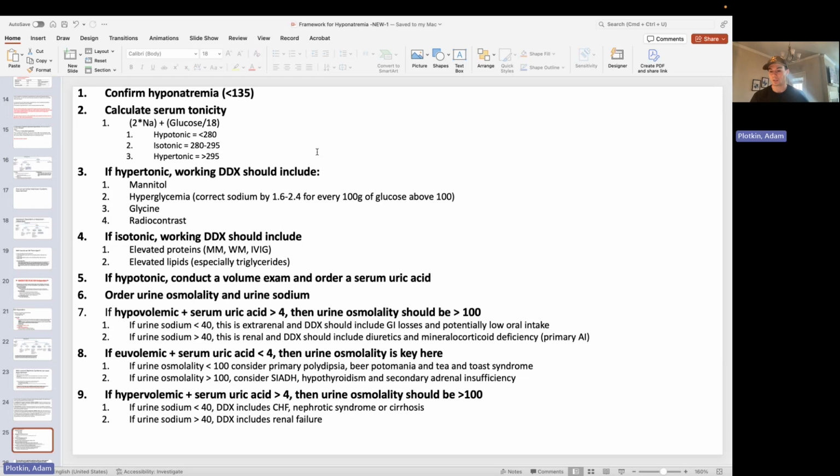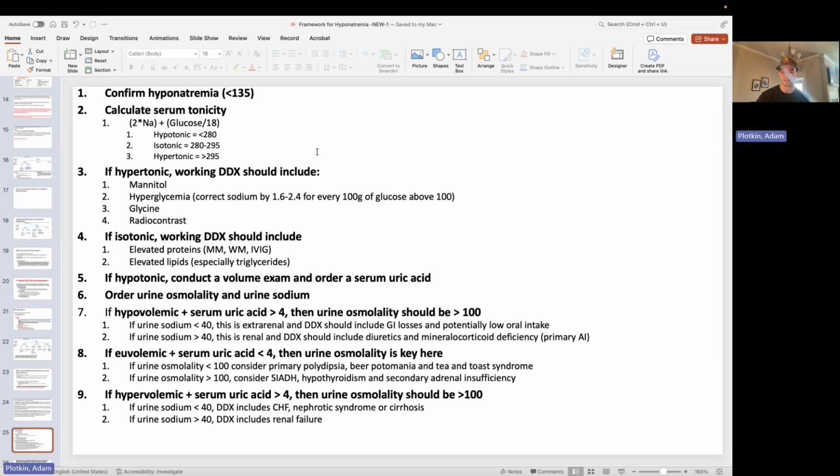If they are hypotonic, that's where the meat and potatoes of this lecture was: conduct a volume exam. Are they hypervolemic? Are they euvolemic? Are they hypovolemic? Also consider getting a serum uric acid. On top of that, we'll order a urine osmolality and a urine sodium, and this should help put the full clinical picture together. So if they are hypovolemic and their serum uric acid is greater than 4 and their urine osmolality is greater than 100, then we just need to look at the urine sodium.